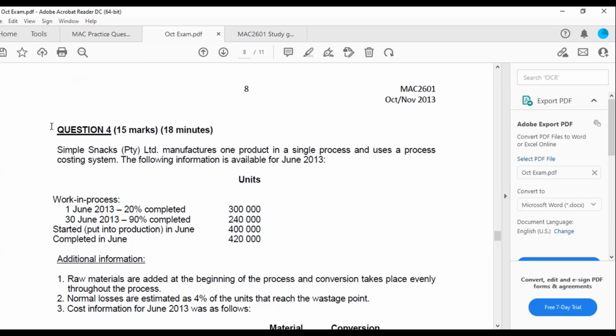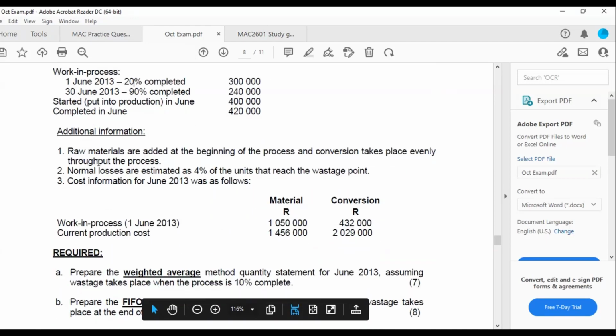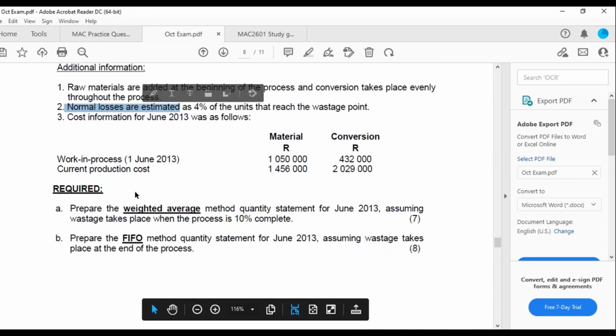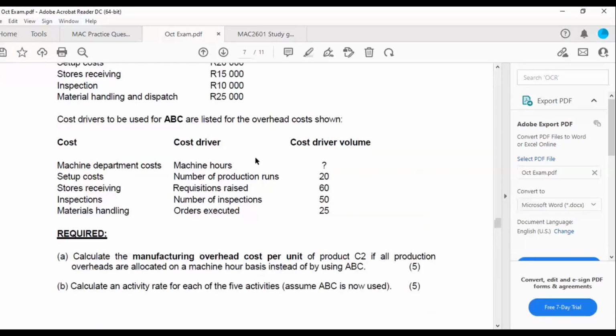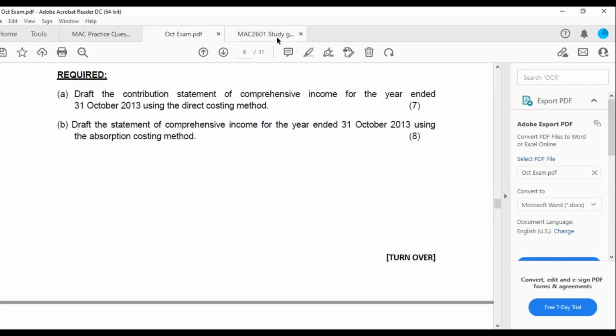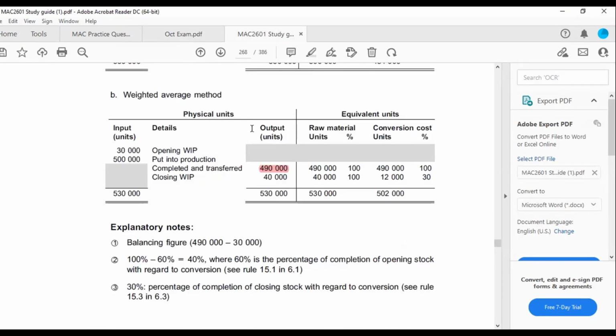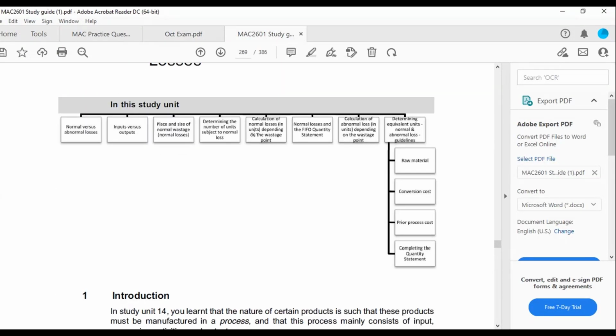We'll do this question next time. When are we meeting again? On Wednesday. We'll have to do this one because it has normal losses and it's still the whole weighted average, first in, first out. So meaning that next time when we meet, we are dealing with normal losses.